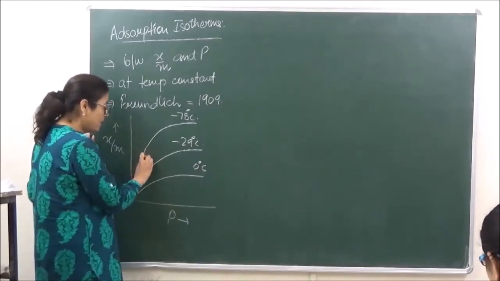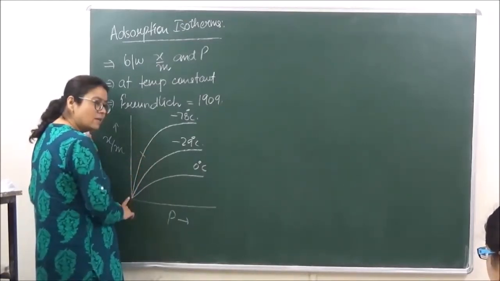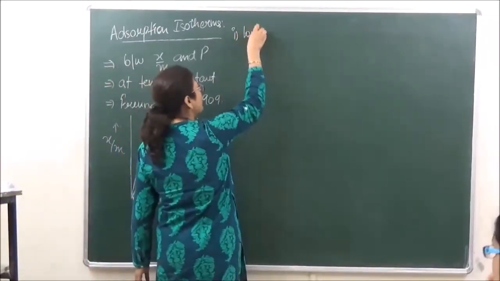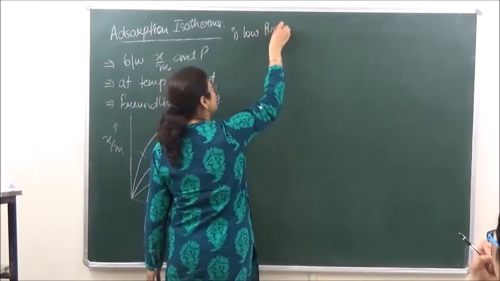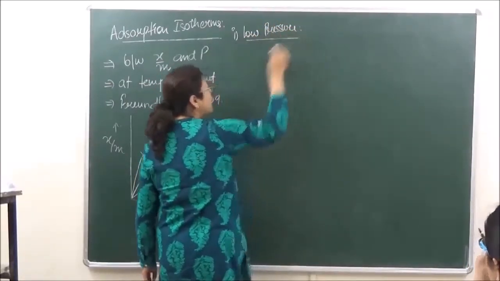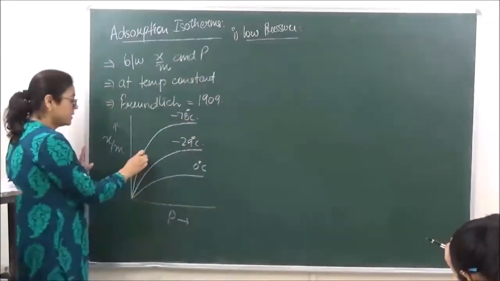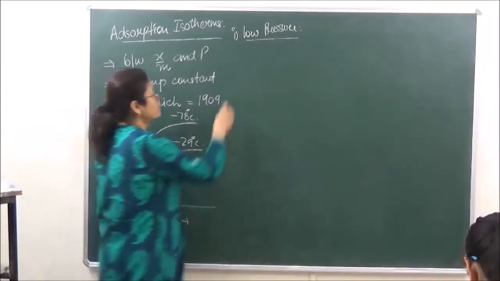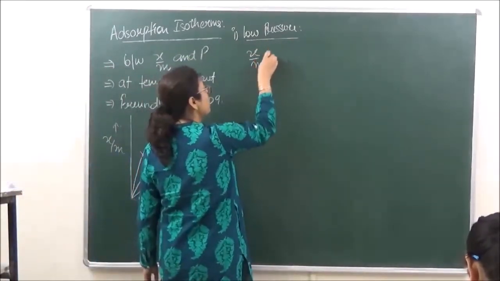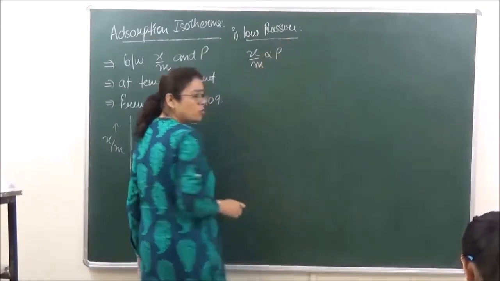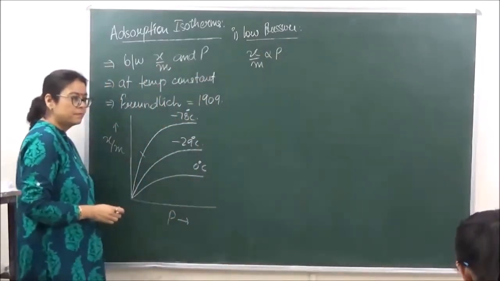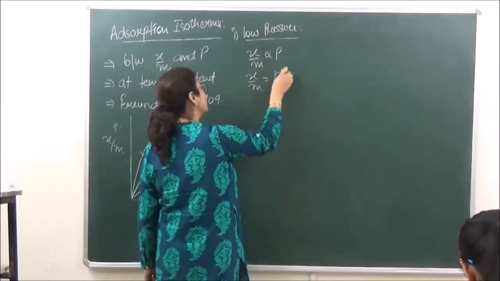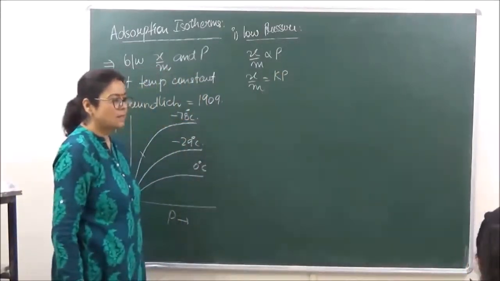Okay. So यहाँ पे हमने ये वाला ले लिया. This is the range at low pressure. So when we are talking about the range of the graph at low pressure, you can see over here that the graph is almost coming as a straight line. So at low pressure the expression given was that x upon m is directly proportional to pressure. ठीक है? Or we say that x upon m is equal to Kp, right?